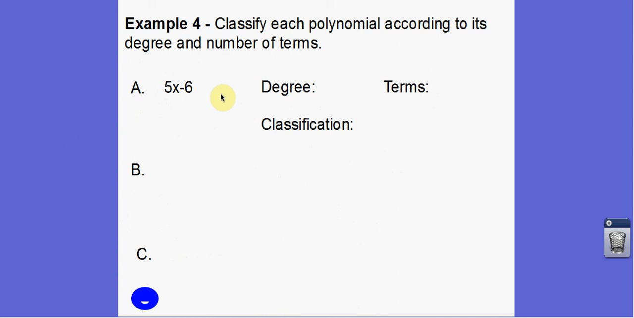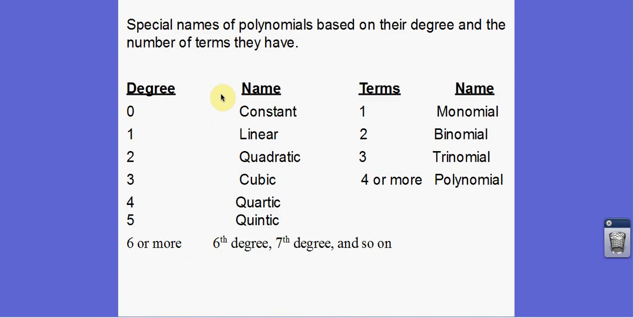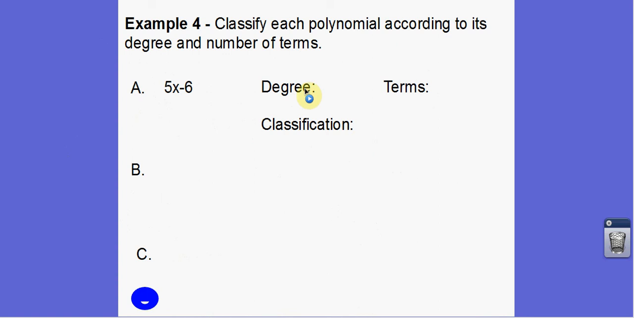And so if I refer back to my chart, let's do that right here. If the degree is 1, that makes it linear. And there are 2 terms. That makes it a binomial. So let's go back. Classify a linear binomial. Degree is 1, number of terms 2.